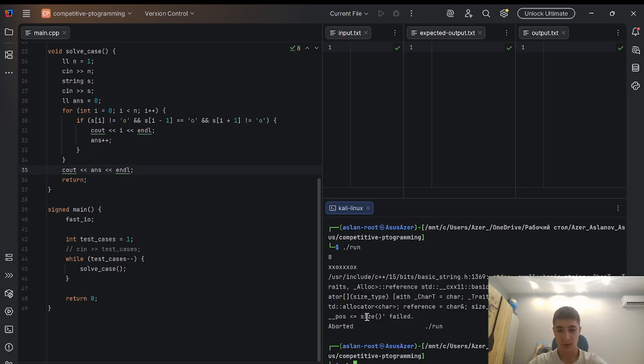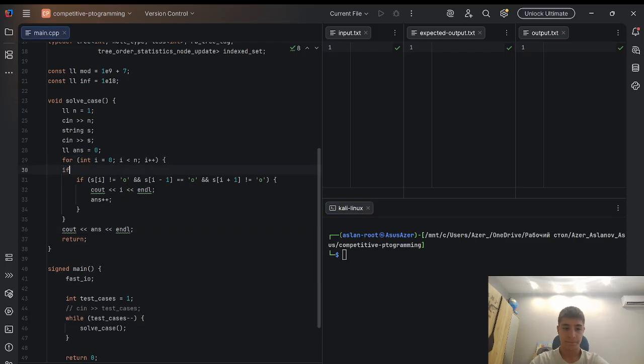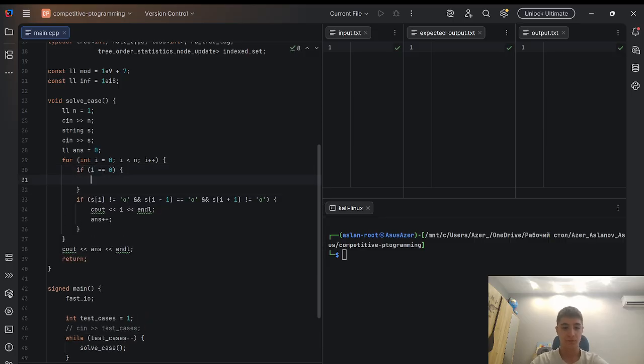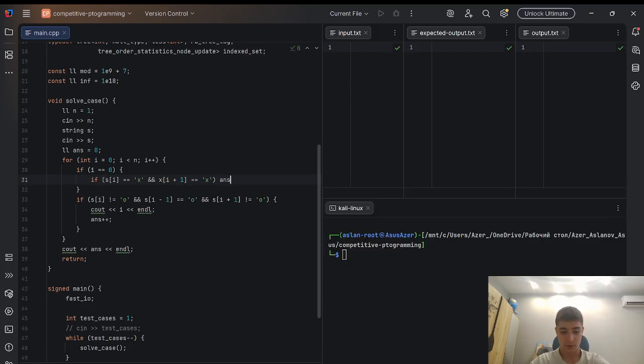Yeah, so we get a segmentation fault, if I'm not mistaken. What we could do is try this: if y equal to 0, if s[y] equal to x and s[y+1] equal to x, then answer plus plus.